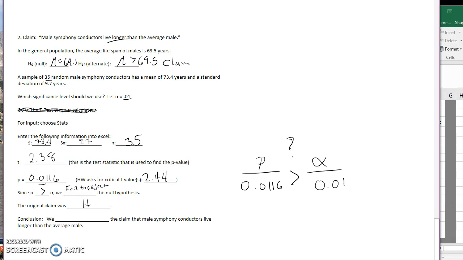Since the original claim was H1, then we are going to say we fail to support the claim that male symphony conductors live longer than the average male.